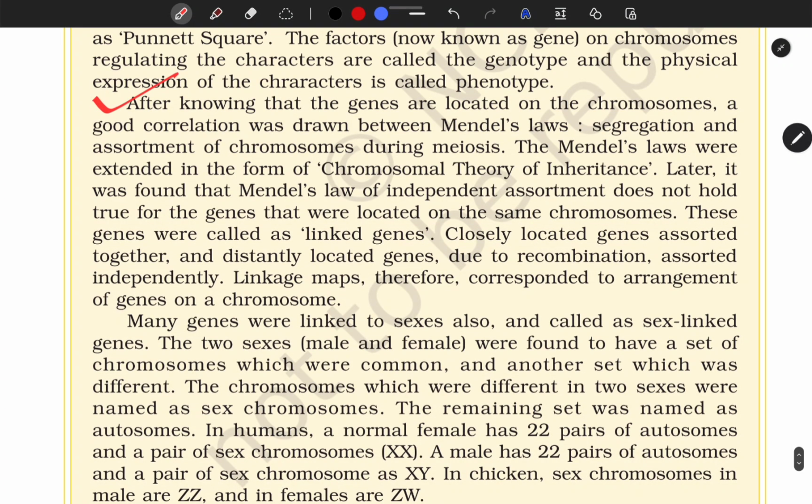After knowing that the genes are located on the chromosome, a good correlation was drawn between Mendel's laws, that is segregation and assortment, and the behavior of chromosomes during meiosis. Mendel's laws were extended in the form of the chromosomal theory of inheritance. Later, it was found that Mendel's law of independent assortment does not hold true for genes located on the same chromosome. These genes were called linked genes. Closely located genes assorted together, while distantly located genes, due to recombination, assorted independently. Linkage maps, therefore, corresponded to arrangements of genes on a chromosome.